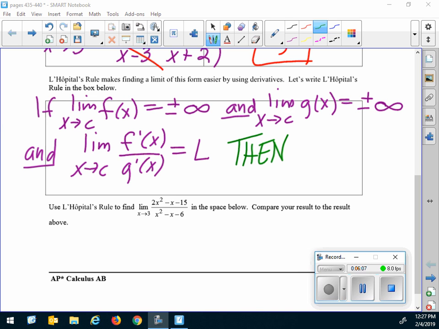Here's the second scenario. If the limit of f of x as x approaches c equals plus or minus infinity, and the limit of g of x as x approaches c equals plus or minus infinity, and the limit of f prime of x over g prime of x as x approaches c equals L, then the limit as x approaches c of f of x over g of x equals L.